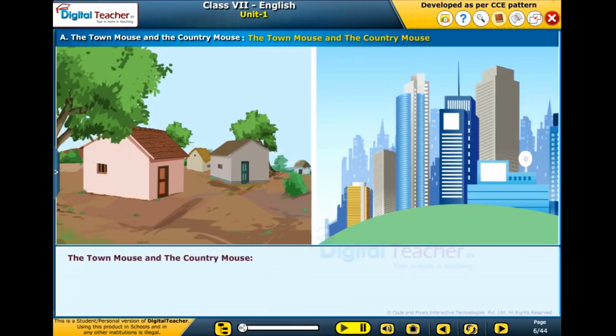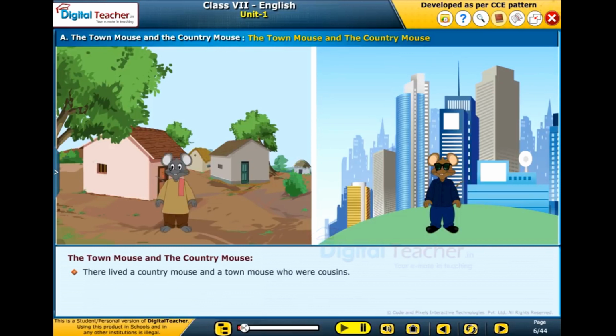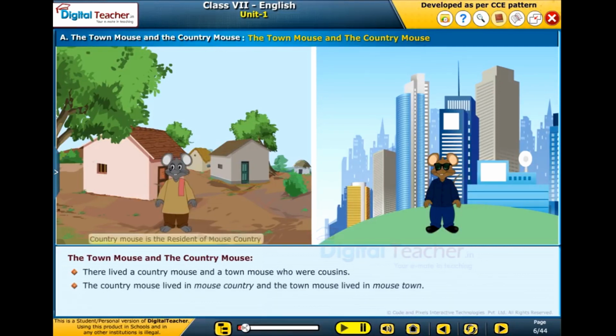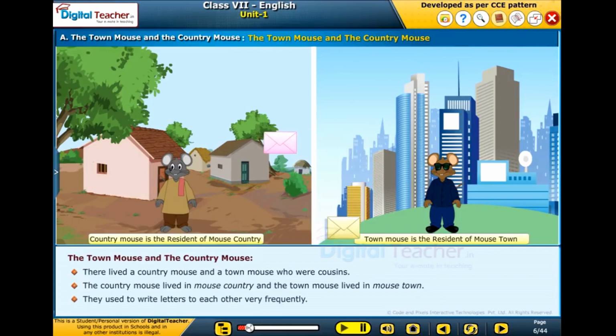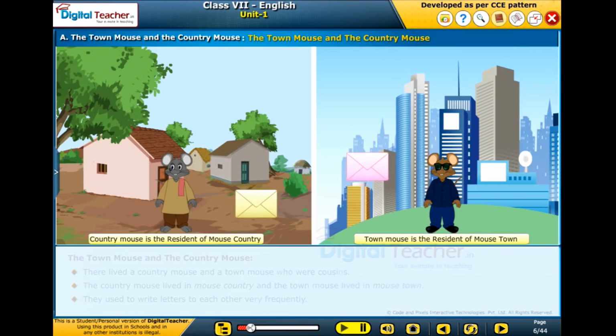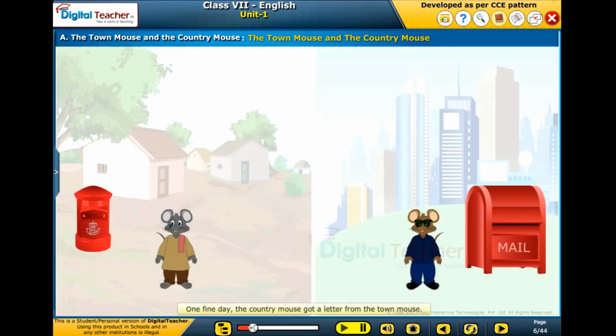The town mouse and the country mouse. There lived a country mouse and a town mouse who were cousins. The country mouse lived in mouse country and the town mouse lived in mouse town. They used to write letters to each other very frequently. One fine day, the country mouse got a letter from the town mouse.